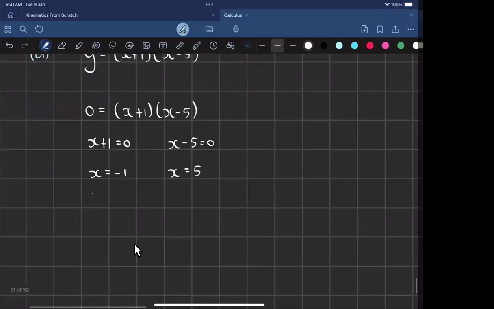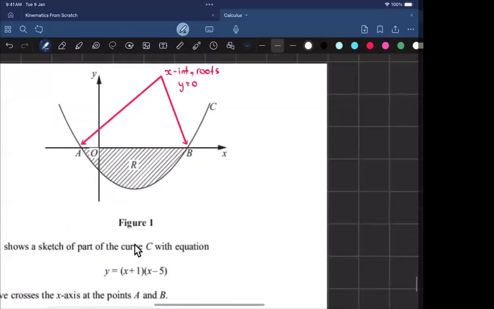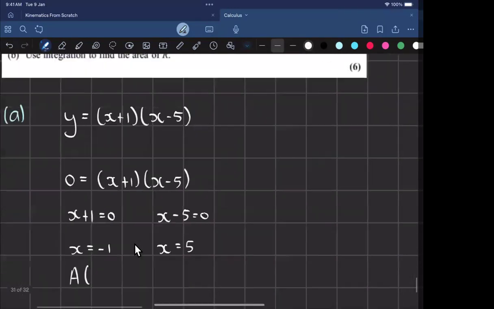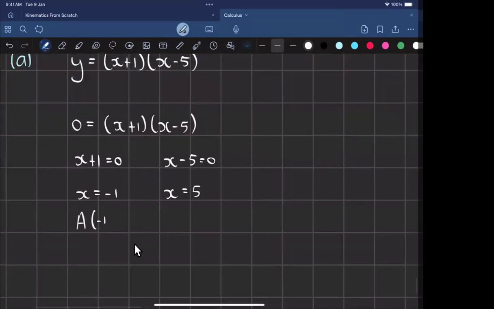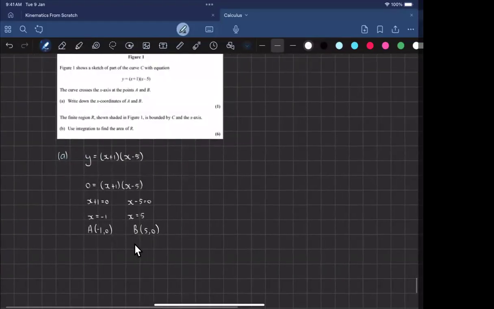And now, if you want to figure out point A, well, we've got to be smart about this, right? If we get a negative answer, obviously that'll be A. And we know that the y value is 0, so the coordinate would just be minus 1 comma 0, and B would be 5 comma 0. That's it for A.